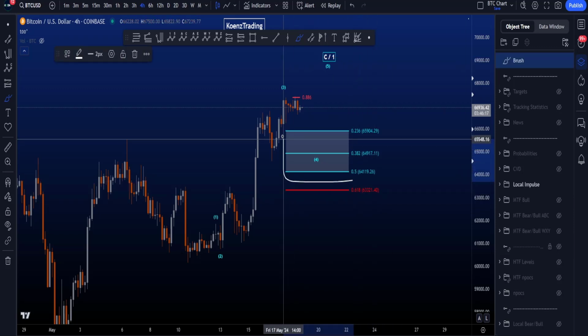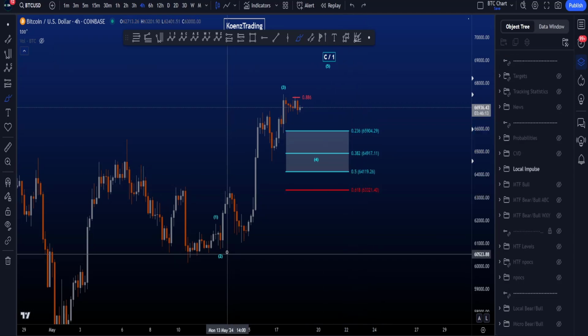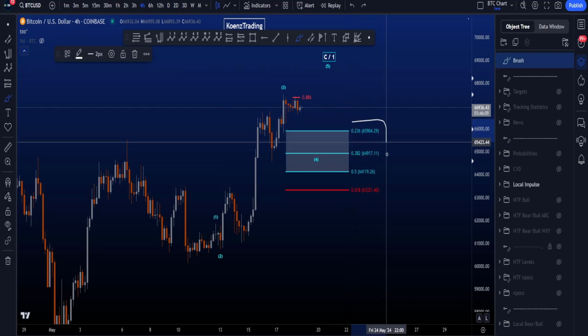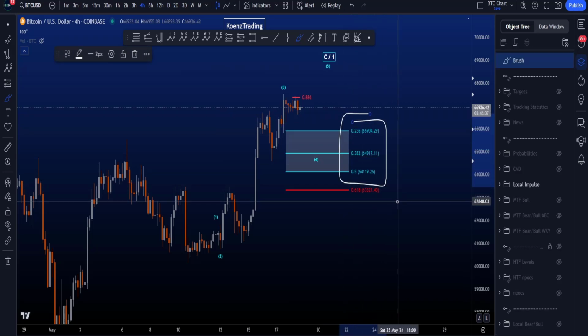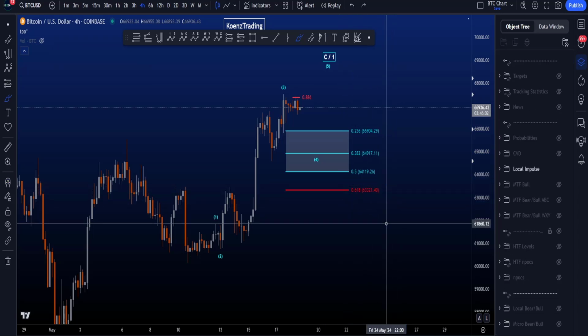Common target area for your wave 4 is the box here, the blue fibs between the 0.5 and the 0.236 taken from the low of 2 to the high of 3, giving you a target area between 65.9k and 64.1k. The 0.618 is an invalidation for wave 4 at 63.3k.